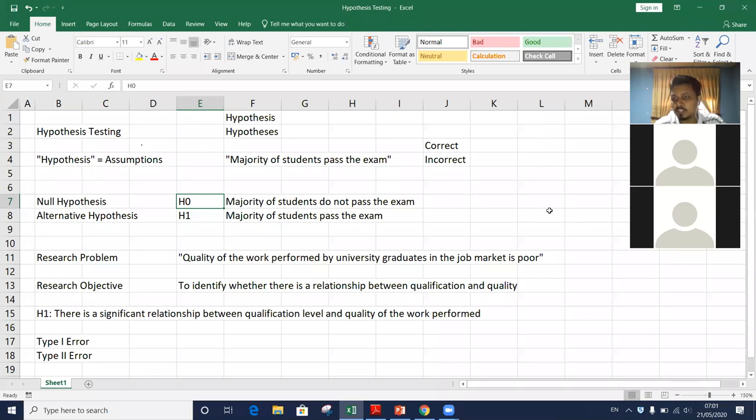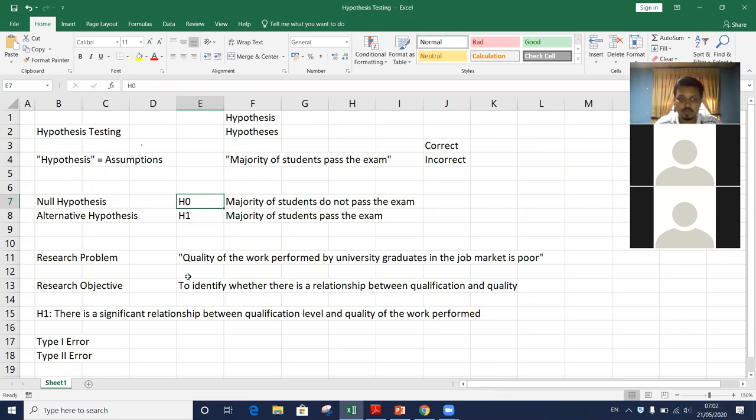We conclude that statistically: we are rejecting H naught, because H naught is wrong. If we reject H naught, who do we accept? H1, which says the majority of students pass the exam. If the assumption is found wrong statistically, that means H naught is right and H1 is wrong. In that case we say H naught is right, that is, the null hypothesis is right, so we are going to accept H naught. That is how we conclude statistical conclusions.